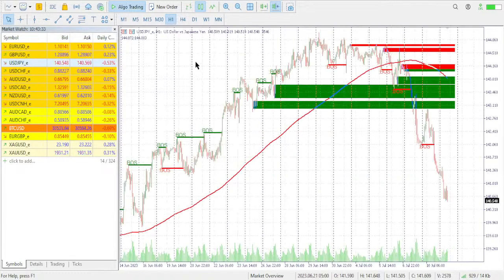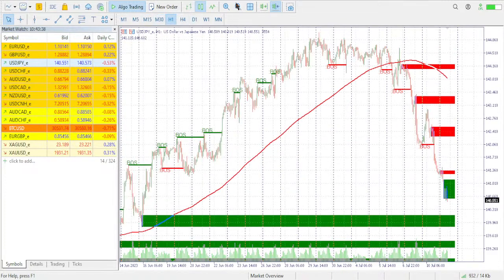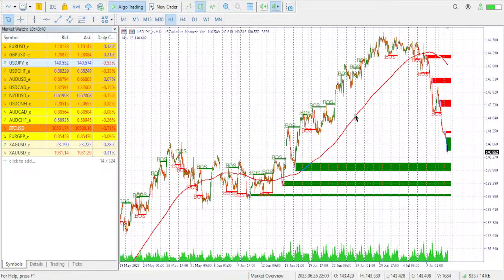The other chart is the US dollar Japanese yen. So far the price is bearish. We are downwards. You can see that we've had several downtrend indications. We had several supply zones, and currently where the price is now is a very good demand zone. Here we have another demand zone, and another demand zone here.